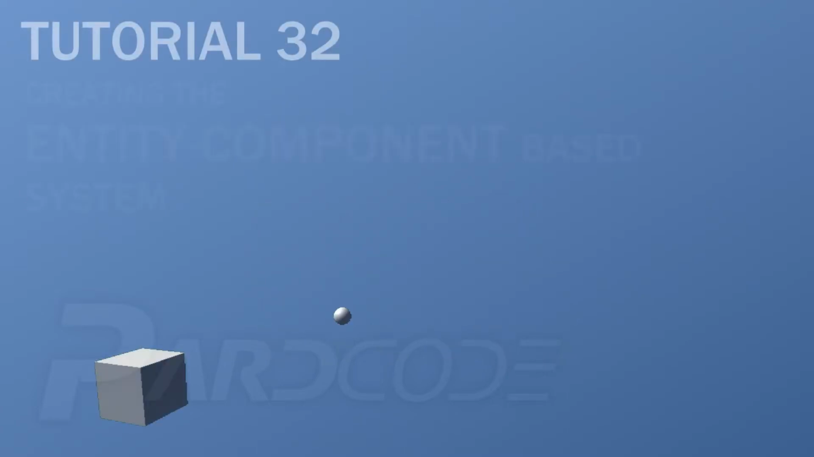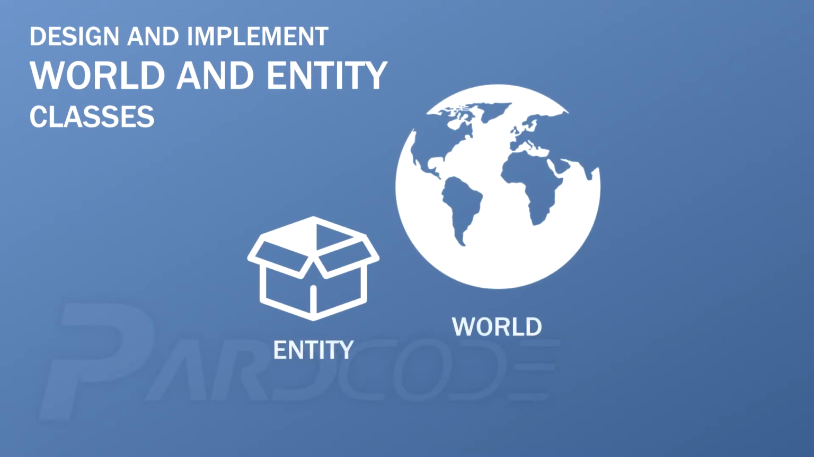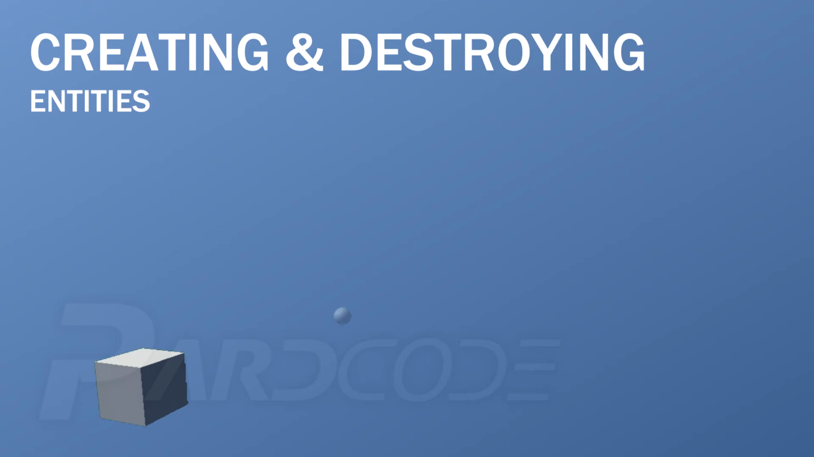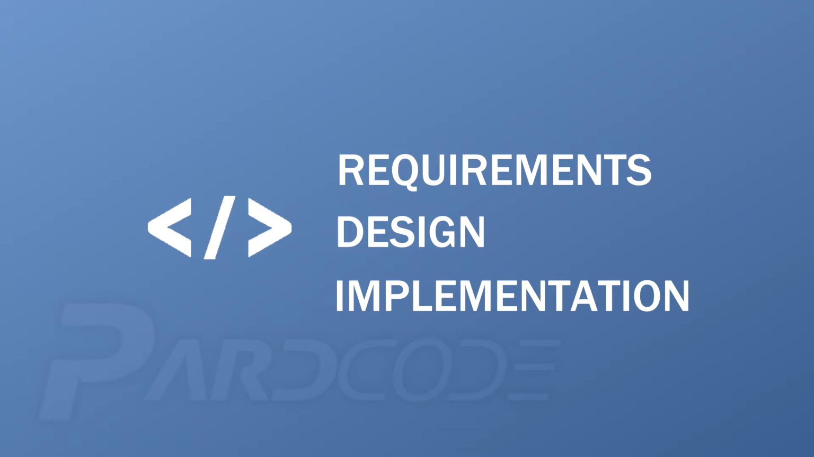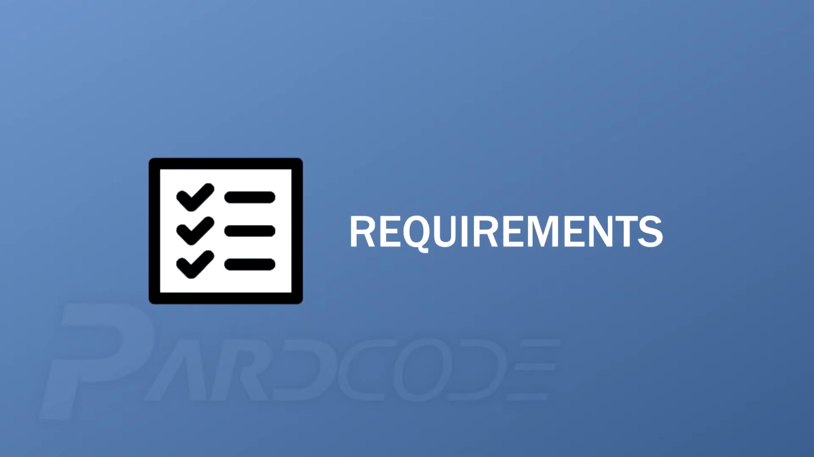In this 30-second video tutorial, we will see how to create the entity component based system. In particular, we will see how to design and implement the world and entity classes, how to integrate them in our game class, and in the end, we will see how to create and destroy the entities in our game world. As always, we will face three main parts: requirements, design, and implementation of all the necessary things to create an entity component-based system. Let's start with the requirements.